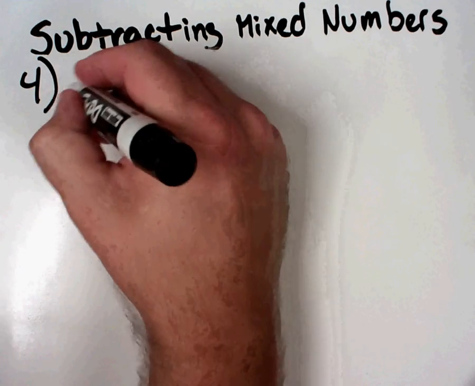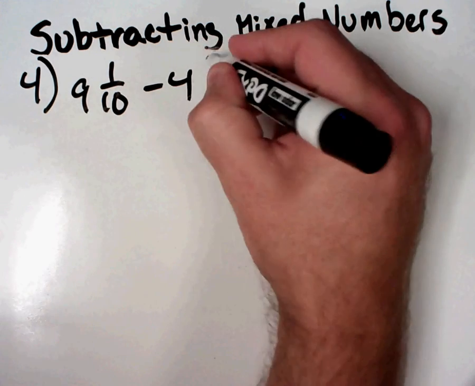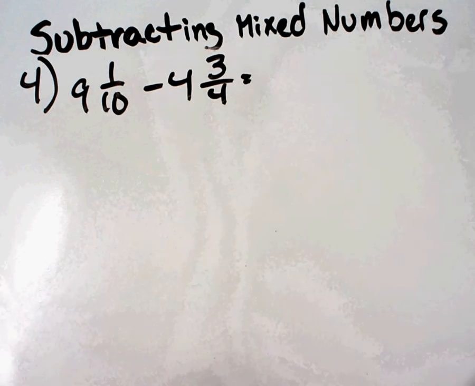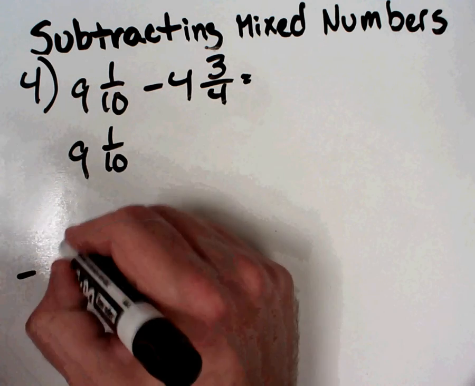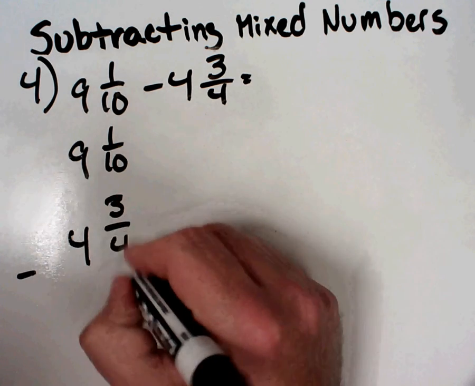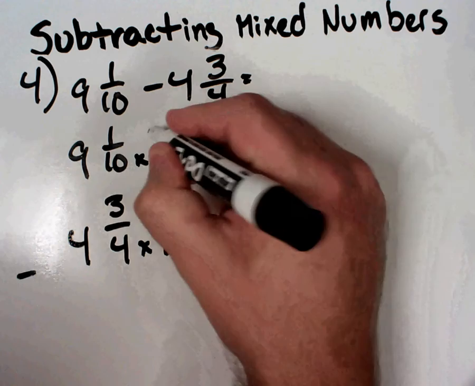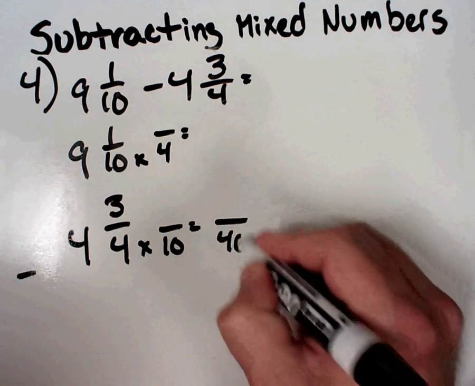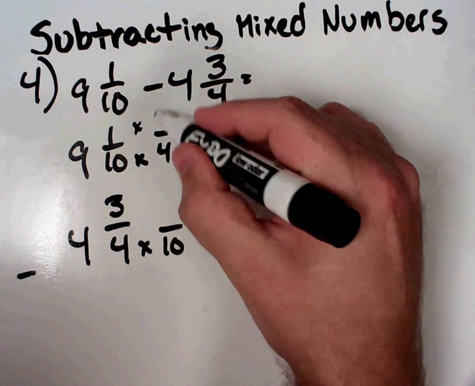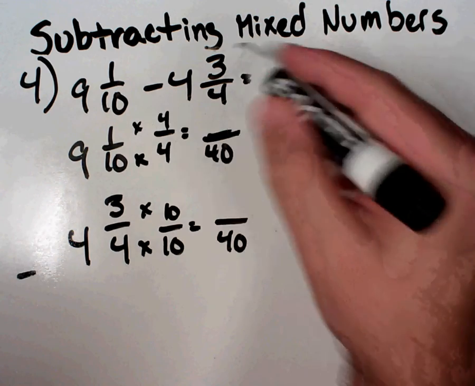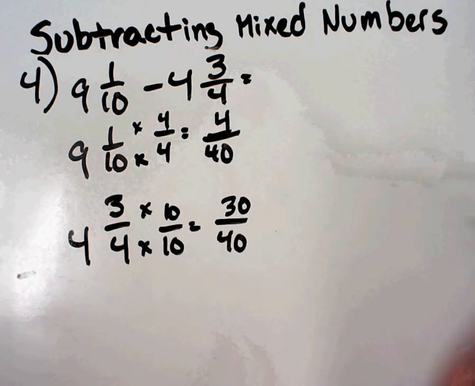So number 4 is 9 1/10 minus 4 3/4. Okay. Again, I'm going to multiply my denominators in order to find my common denominator. So I'm going to multiply my 10 by 4 and my 4 by 10. So my common denominator will be 40. Whatever I do to the denominator, I must also do to the numerator. So 1 times 4 gives me 4, so I end up with 4/40ths here. 3 times 10 gives me 30, so I end up with 30/40ths here.